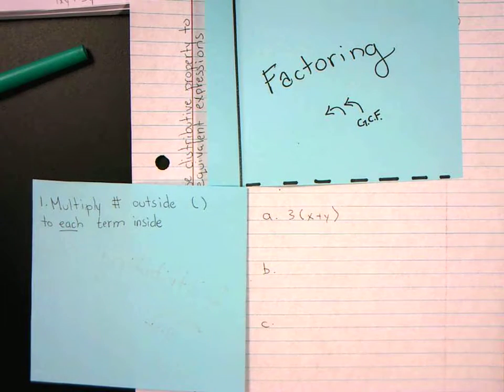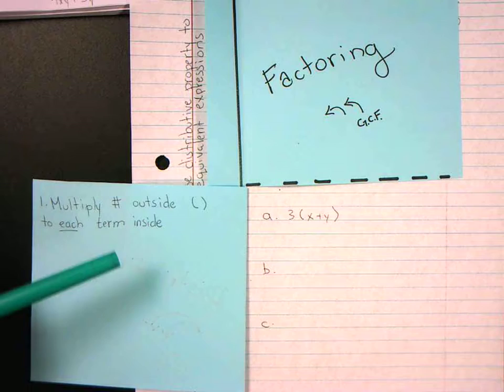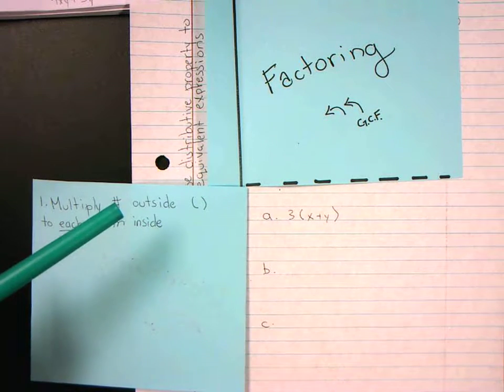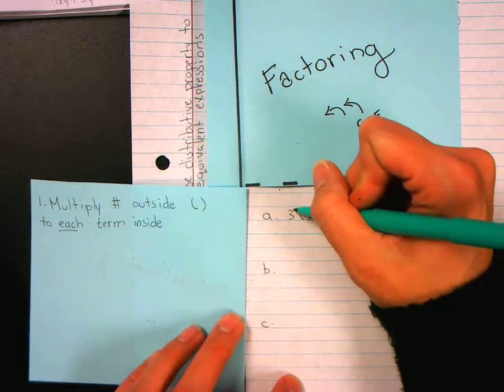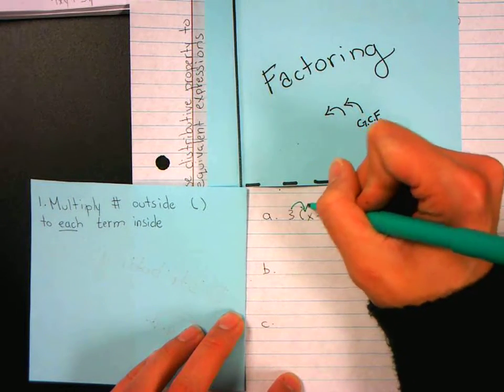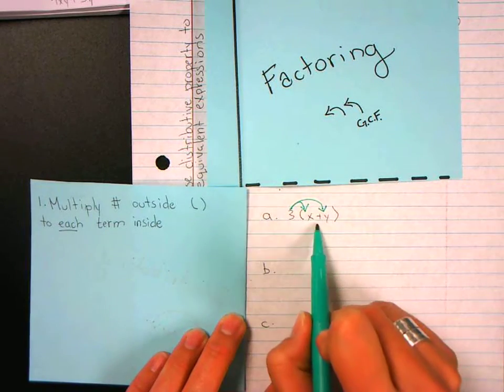Okay. All right, when we distribute, we want to multiply the number outside of parentheses to each term on the inside. This can also include a variable, so numbers or variables. Okay. But you want to use your distributing with multiplication. Okay. So we're going to multiply 3 times each term on the inside. And remember, terms are separated by addition and subtraction.